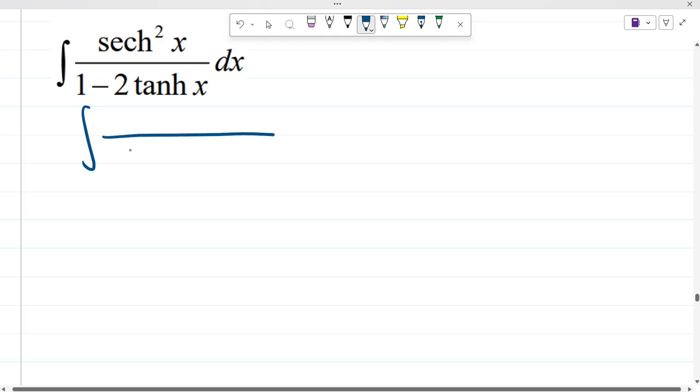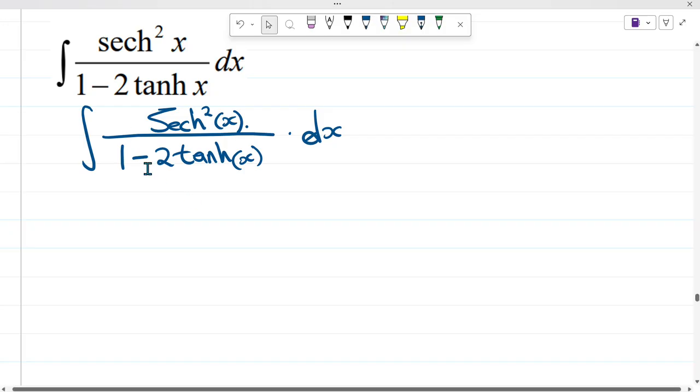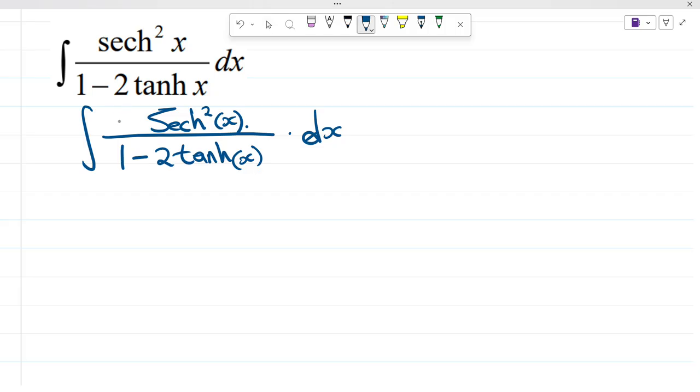We rewrite this thing nicely. So I'm going to say 1 minus 2 hyperbolic tan of x dx, and then on my numerator, I'm going to copy hyperbolic sec squared of x. I know that when I differentiate this, I get minus 2 hyperbolic sec squared of x, right? So that means I am missing a minus 2 here, but I didn't have this minus 2, so I need to cancel it out by putting negative 1 over 2 outside the integral, right?